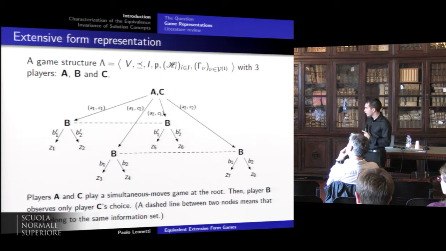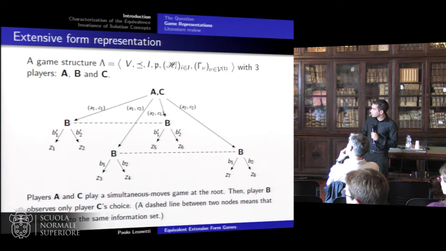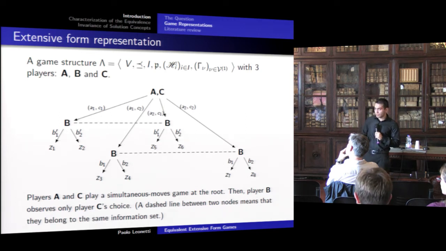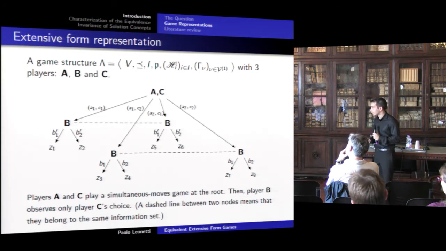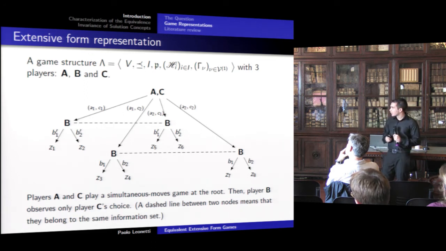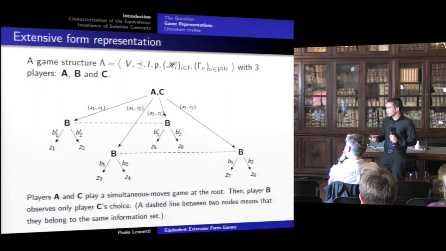After this simultaneous choice, there is player B. Player B is able to recognize only the action of player C. Indeed, if player C plays C1, then he has to play B1 prime or B2 prime. Otherwise, he has to play B1 or B2. And he has no way to infer what is the choice of player A. It means that if B is here or here, he's not able to recognize where he's playing. Someone asks him, you have to play between B1 prime and B2 prime, but there is no way to see if it's here or here.